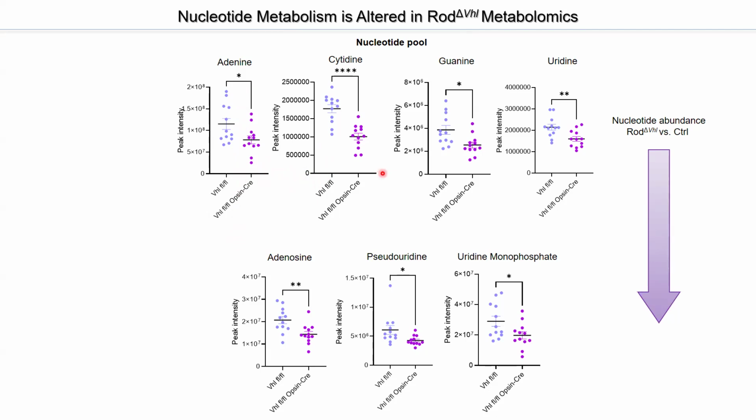What I think is happening is that because we have this strong redox imbalance, there is oxidation of the nucleotides, and that of course changes the chemical structure of these nucleotides, which does not allow us to measure them as these nucleotides, and that's why we see a decrease.